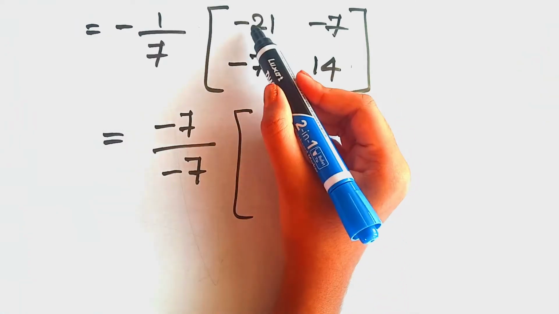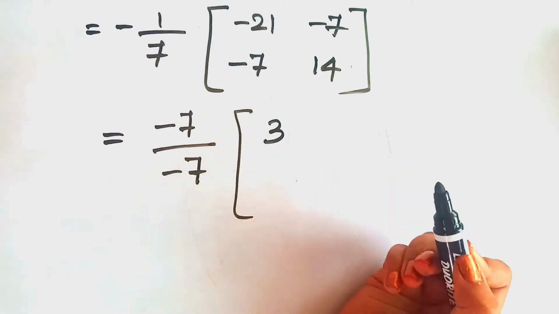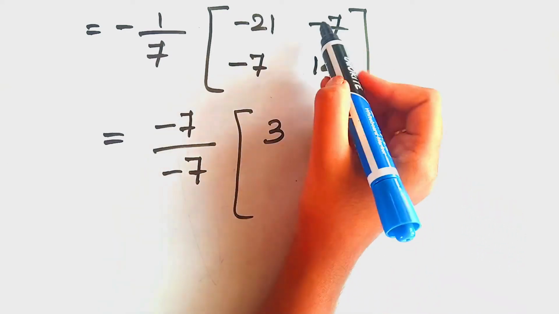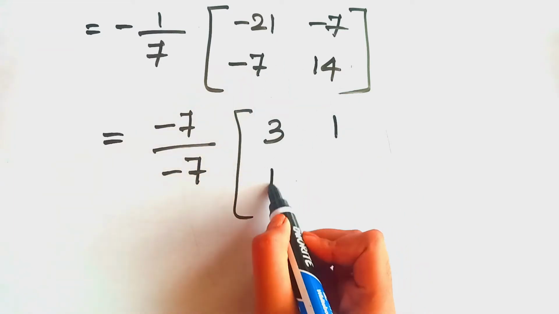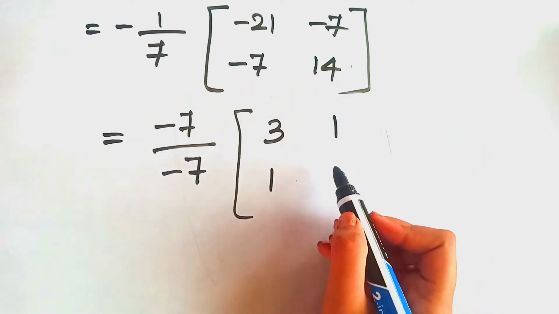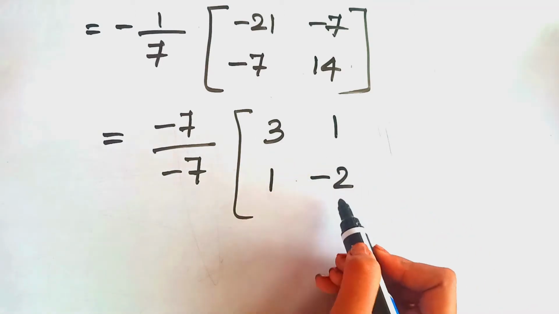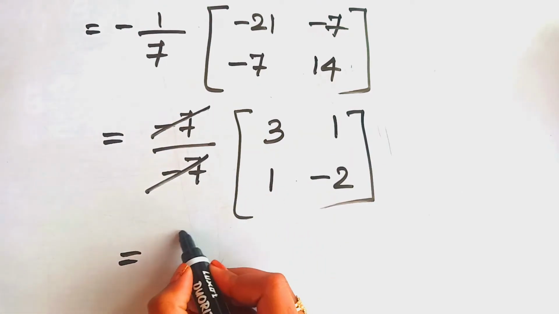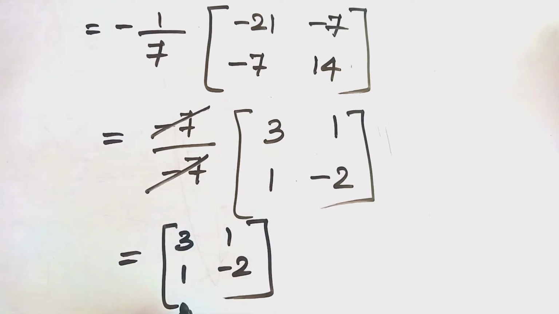Now we'll have minus become plus, so 7 3s are 21, so there will be a 3 here, and then 7 1s are 7, there will be a 1 here. Since the minus is taken outside, we don't need to put a minus here. And then here there is a 1, and here 7 2s are 14. Since we have taken a minus outside, here there will be a minus. Okay, so let's cancel these, so our answer will be 3, 1, 1 and minus 2. So this is the answer of A.